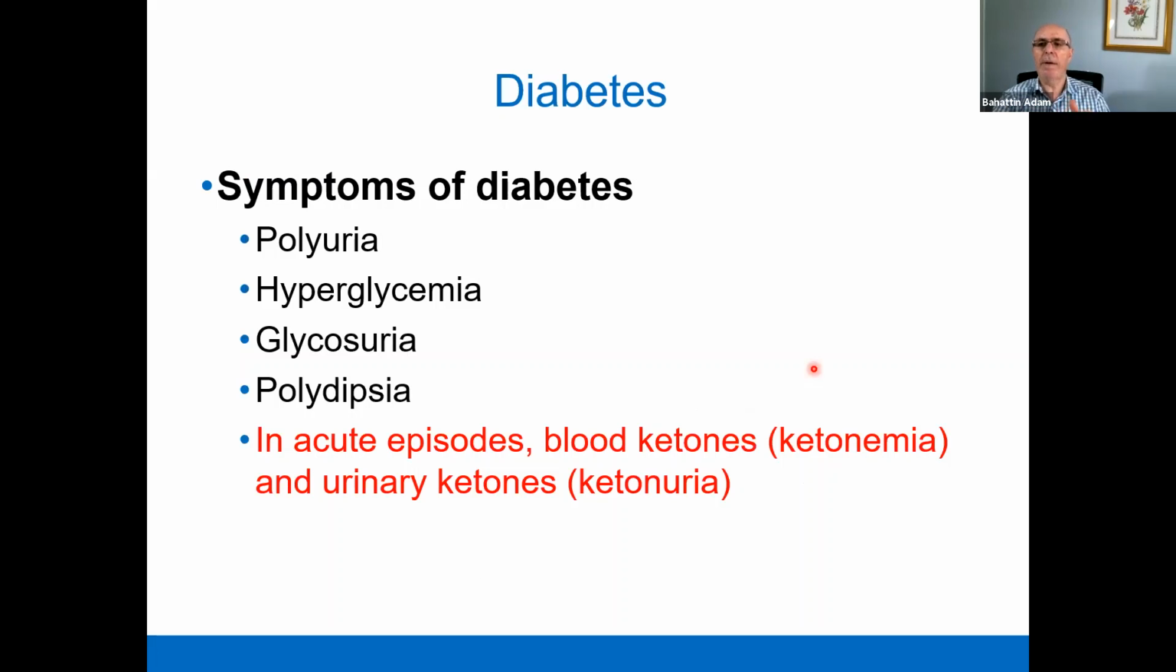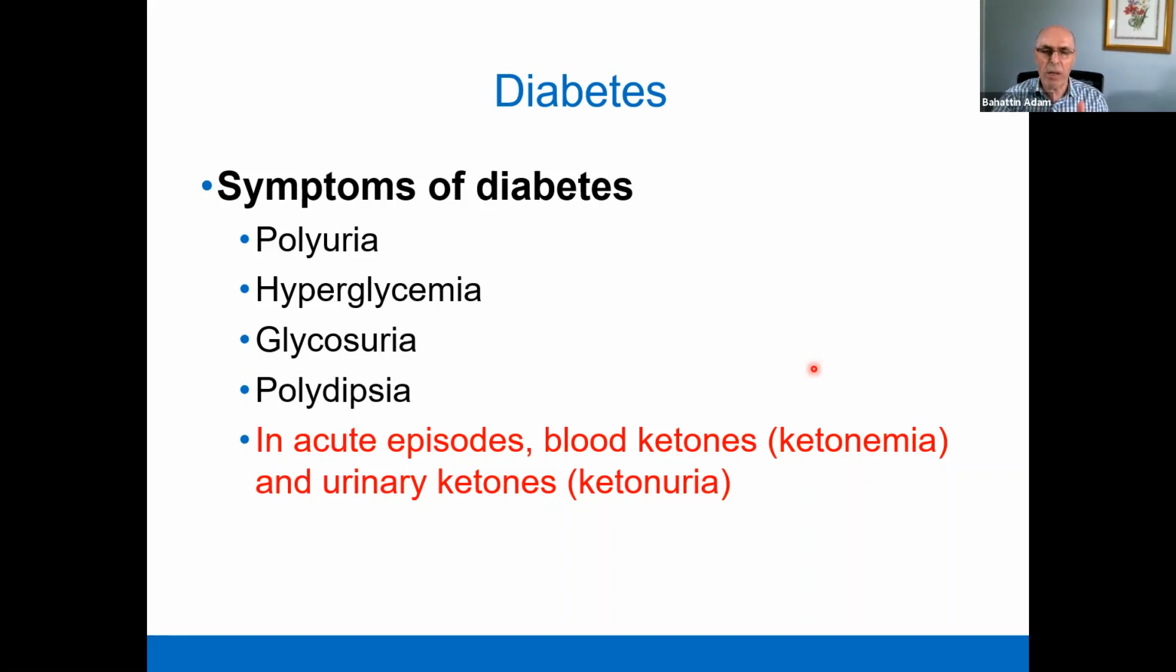Now, the traditional classical symptoms of diabetes are polyuria, hyperglycemia, and glycosuria, meaning the excretion of glucose via urine, and polydipsia, drinking too much water. Polyuria is high frequency of urination. You may know these definitions, this terminology.